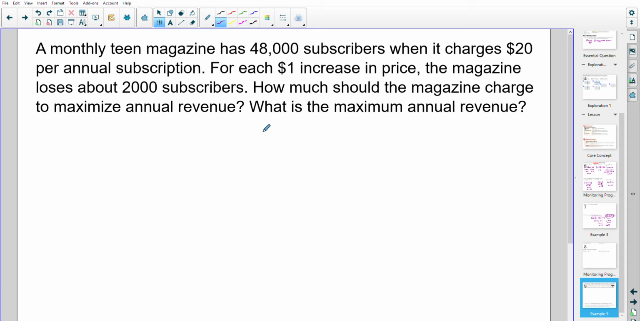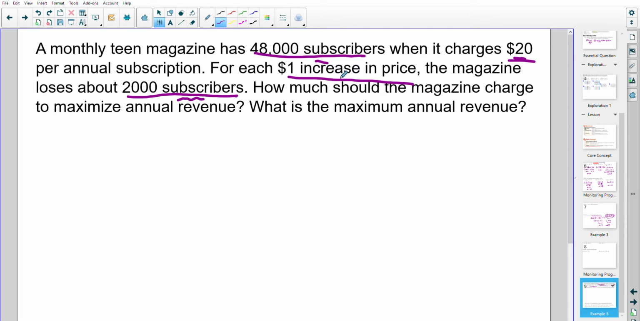Nowadays, it's all on the internet. But let's say this magazine has 48,000 subscribers and it charges $20 per annual subscription. For every $1 increase in price, so this is starting at 20, the magazine loses about 2,000 subscribers, and that goes with this, 48,000. How much should the magazine charge to maximize the annual revenue?